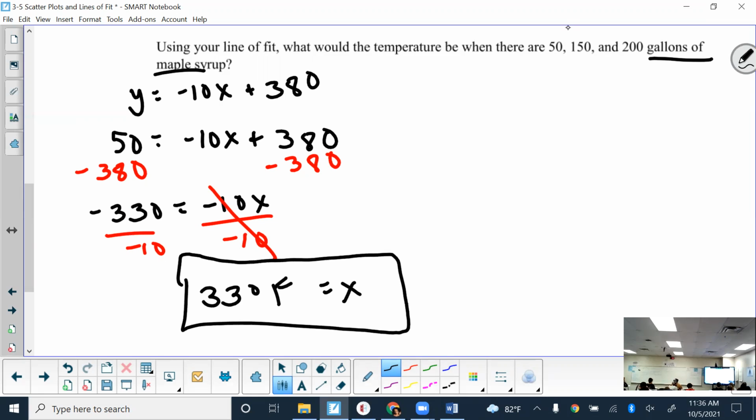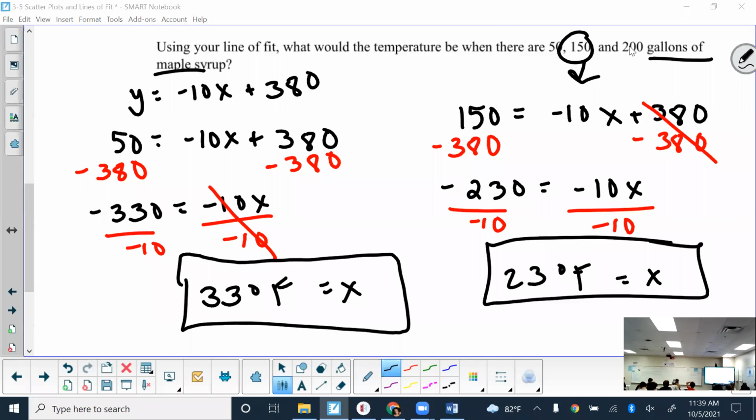All right, do the same thing that we just did, but you guys try when it's 150 gallons. Find the temperature. What's the temperature when there's 150 gallons of maple syrup? Don't get something different?